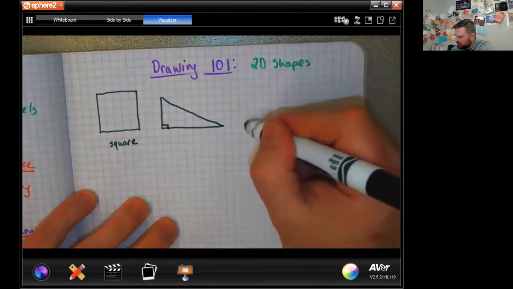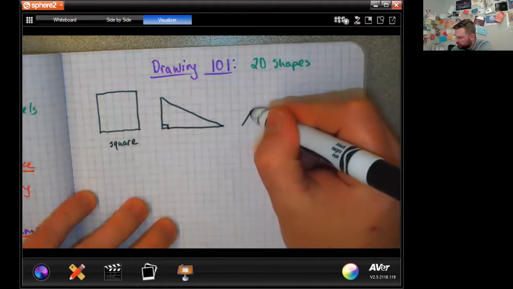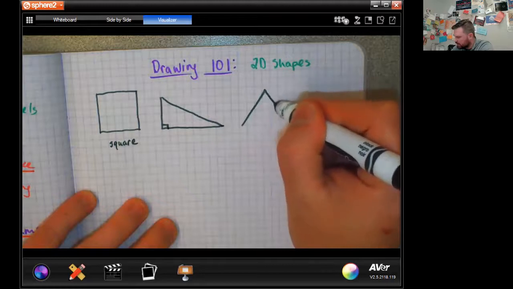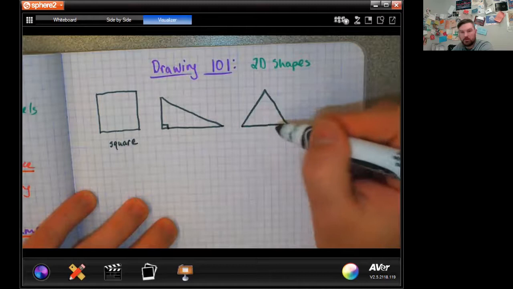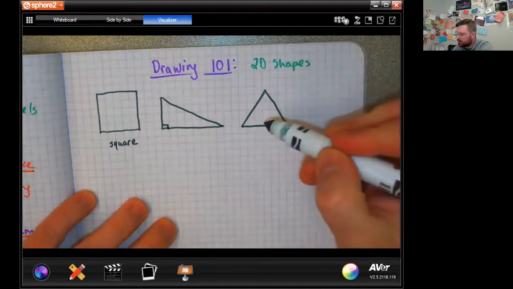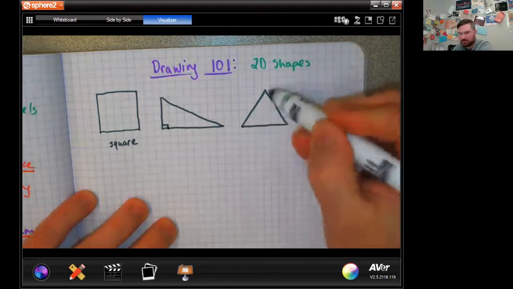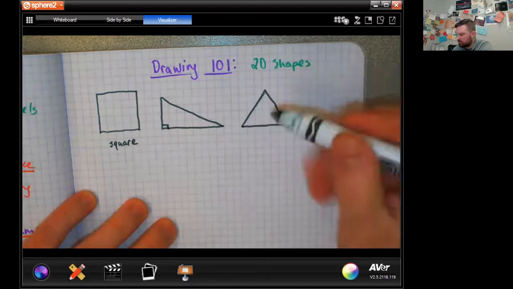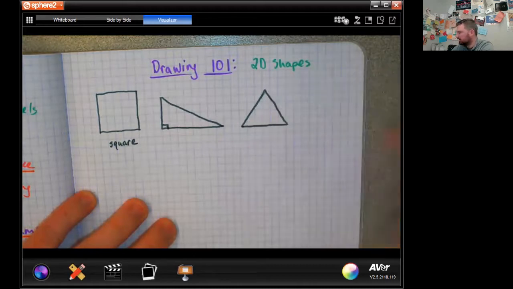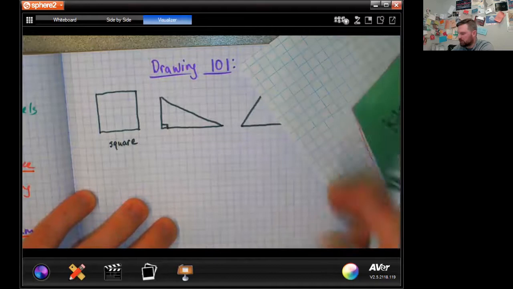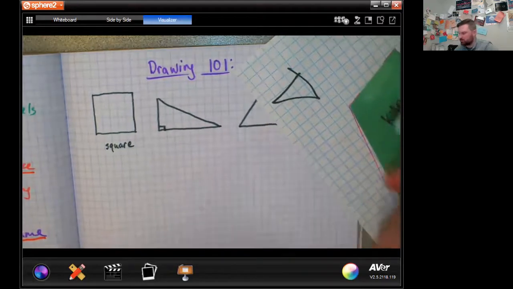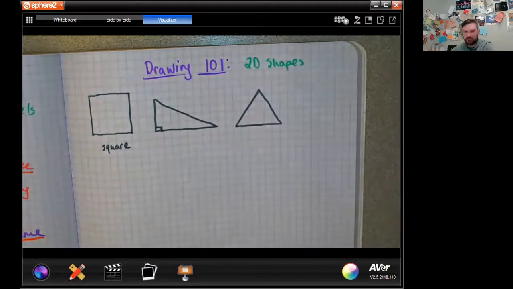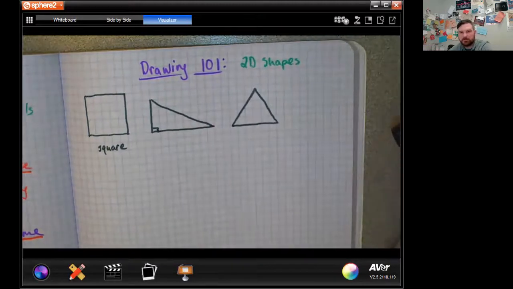Next is an equilateral triangle. Remember, all sides are the same. Okay, so we want to really try to hone in that all sides are exactly the same. Don't just draw a triangle like that and call it equilateral. We're really trying to focus in on some of these shapes.